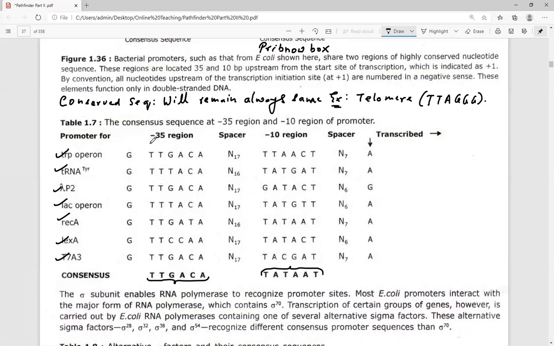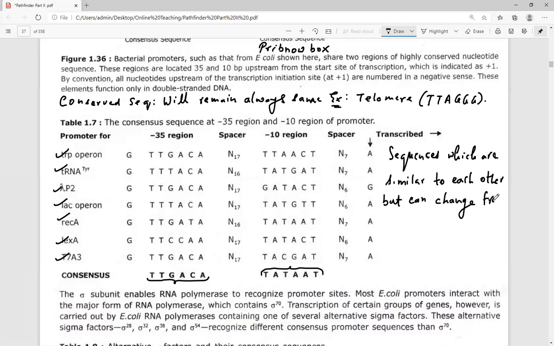Now, those sequences which are almost similar to each other, but have the ability to change from one form to the other, are called consensus sequences. Such types of sequences are called consensus sequences.